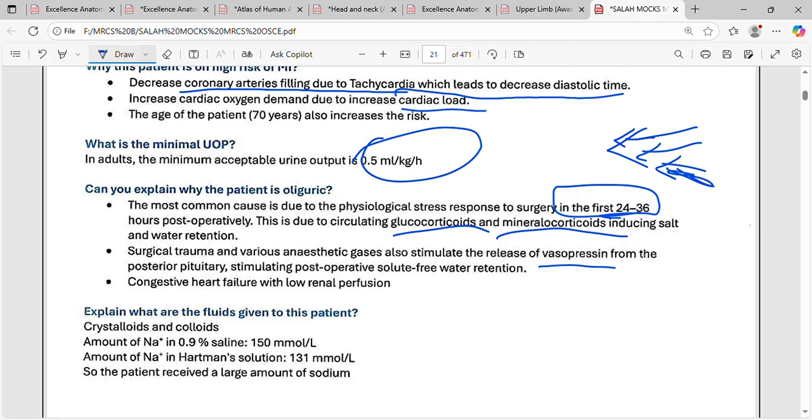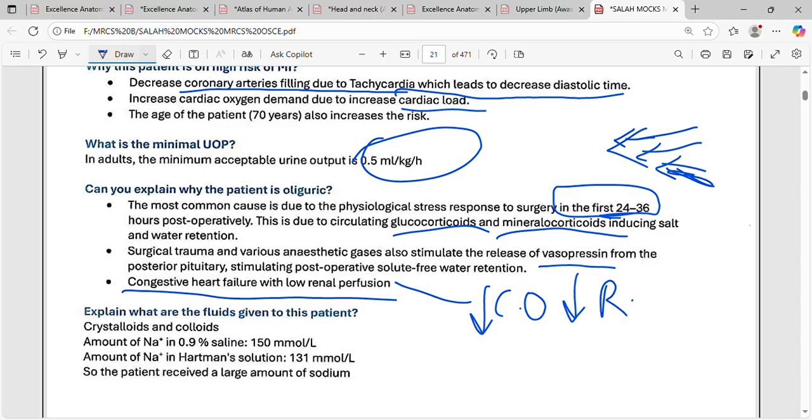Congestive heart failure with low... Okay, so if there is hypervolemia, there will be congestive heart failure, and it can also cause a decrease in cardiac output, and decreased cardiac output will decrease the renal perfusion, and so GFR as well. So there will be low urine output.